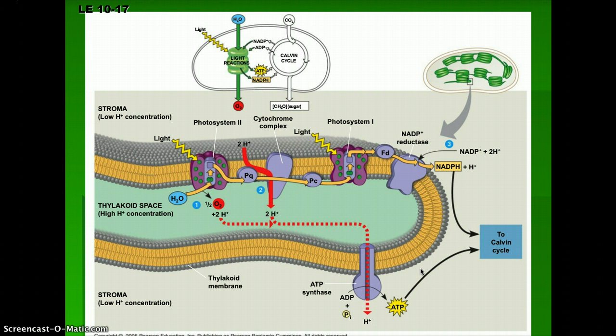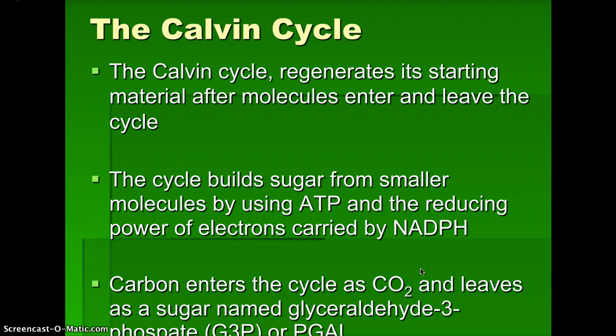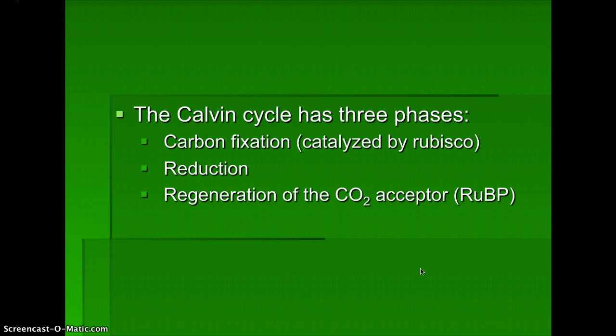So now let's begin to look at the Calvin cycle, our next part of the biochemical pathway of photosynthesis. The Calvin cycle regenerates its starting material after the molecules enter and leave the cycle. So the cycle builds sugar from smaller molecules using ATP and the reducing power of electrons carried by NADPH. Carbon enters this cycle as carbon dioxide and leaves as a sugar. And the sugar here isn't just your typical glucose or whatever. It's called glyceraldehyde 3-phosphate, G3P or PGAL.